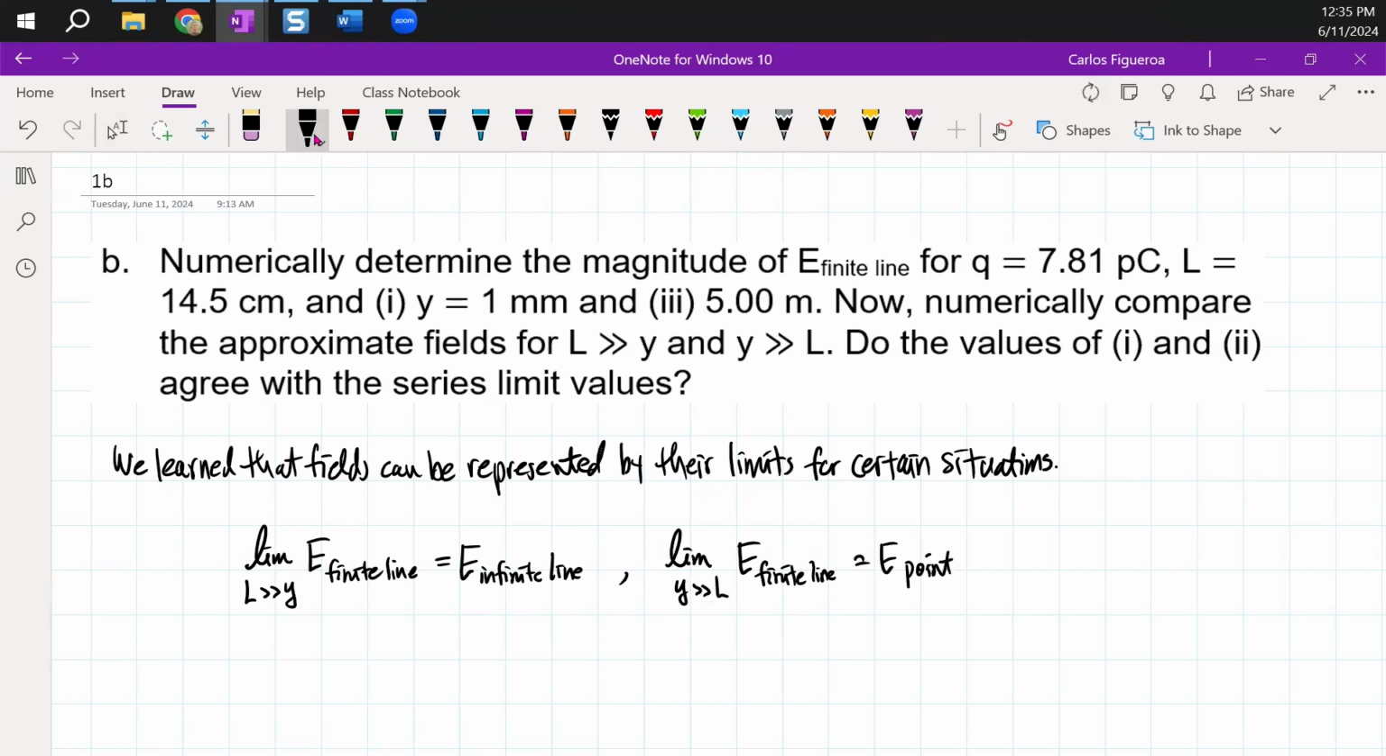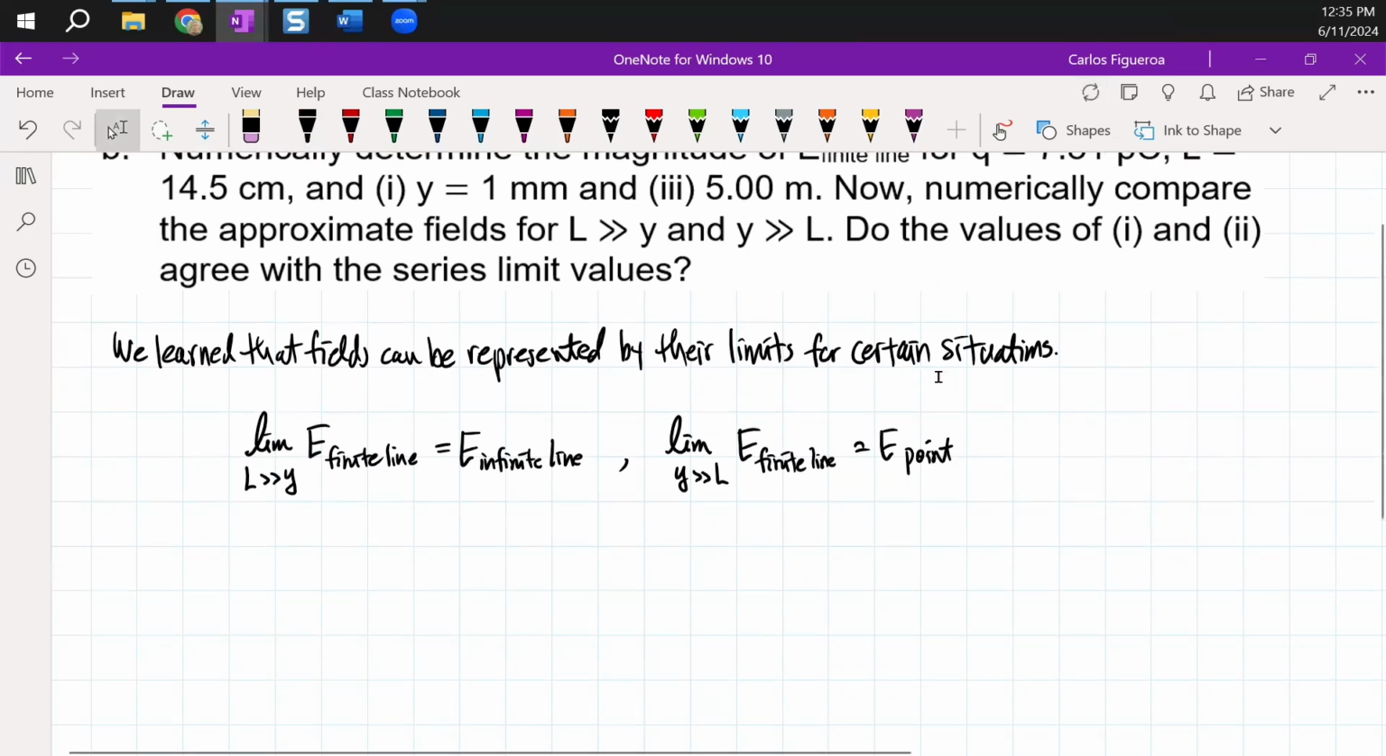So the question is, how good are these limits? We should calculate them. So I'm going to use the numbers that are given here. We have a charge, we have a length, and then we have two different values for Y. So in the first situation, we're going to compare the length of 14.5 centimeters to 1 millimeter. So if I get really close to that line, it's going to look like an infinite line. So that means, can I replace that? So let's look at the first case.